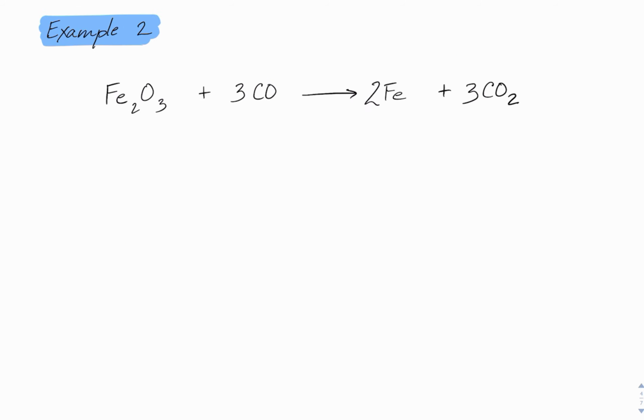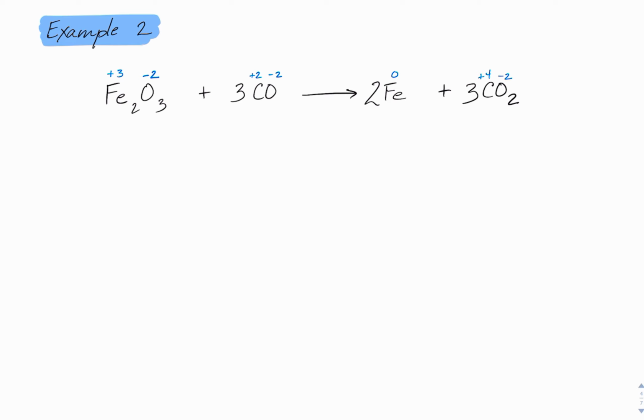We'll start with Fe2O3. Oxygens are -2. It's a total of -6. That makes each iron +3. Then -2, +2 for carbon, 0 for iron, -2 for oxygen in CO2. It'd be +4 for carbon.